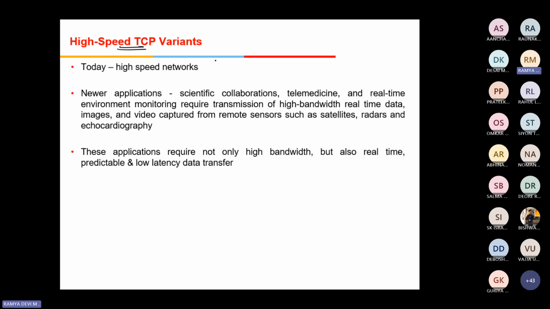No, we see high-speed TCP variants. So it is needed for advanced congestion control. On high-speed networks, the traditional TCP variants that we have discussed become inefficient for modern applications, right? Newer applications, such as telemedicine and real-time environmental monitoring, demand greater performance.